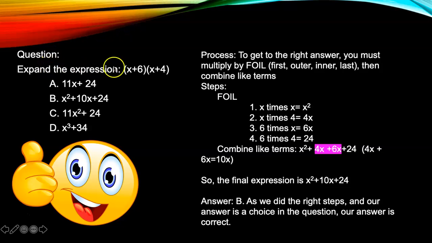So the question says expand the expression, which is this one right here. And these are all the choices on the multiple choice, right? So the process that I used was FOILing, which is first, outer, inner, and last, and multiplying those. So here are our steps. We're going to do x times x, x times 4, 6 times x, and 6 times 4. And when we combine like terms, we get the final expression x squared plus 10x plus 24, and that matches with B. So you can see that we did the right steps, we got an answer, and our answer is also there.